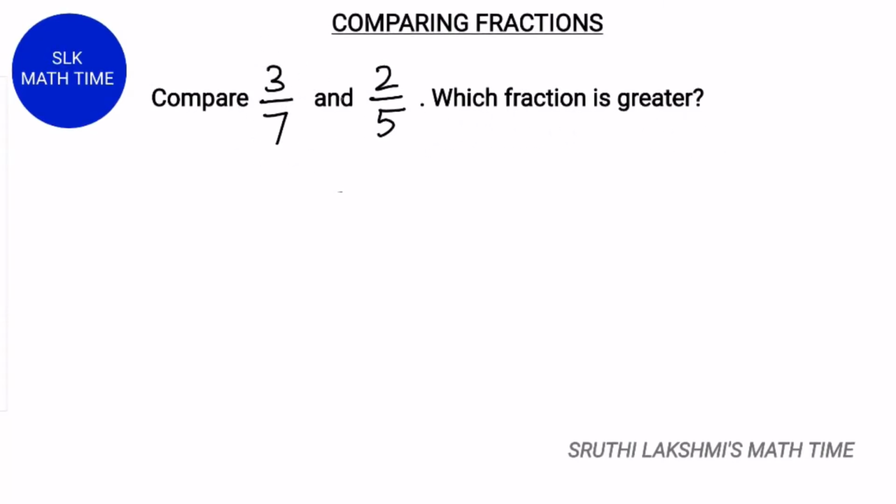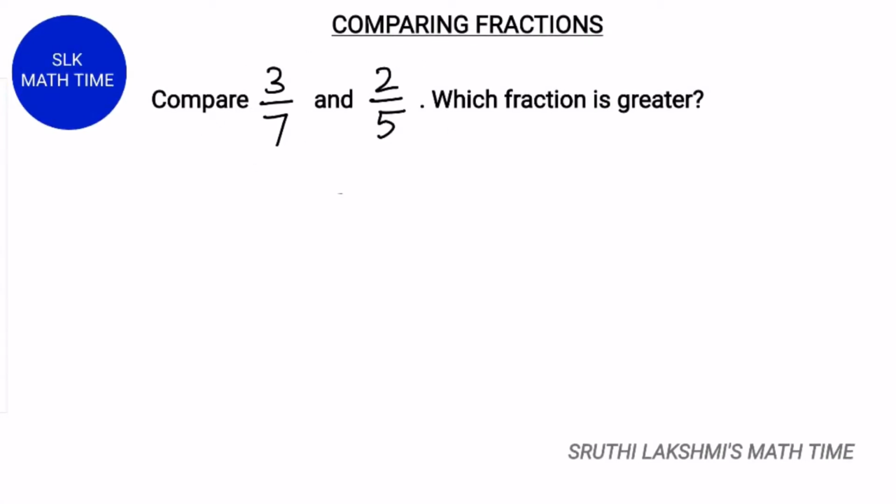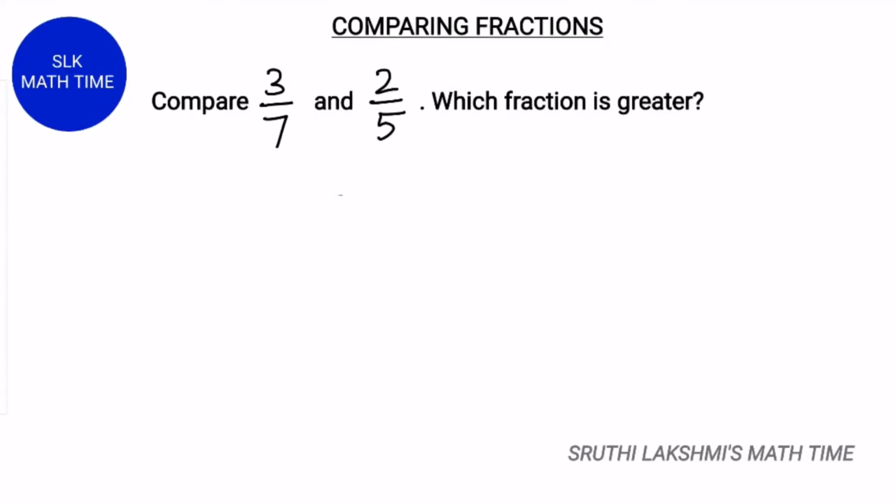Both the fractions 3 by 7 and 2 by 5 have different denominators, which are 7 and 5. So they are called unlike fractions. To compare two or more unlike fractions, we have to convert them into like fractions. Like fractions are nothing but equivalent fractions. The like fractions can be found by the least common multiple of the denominators.